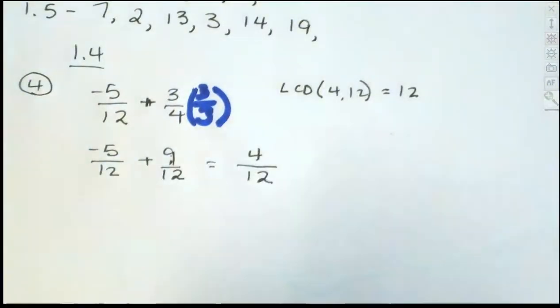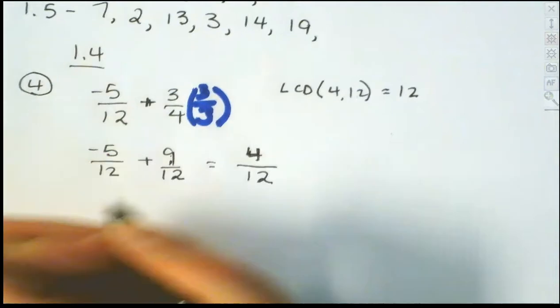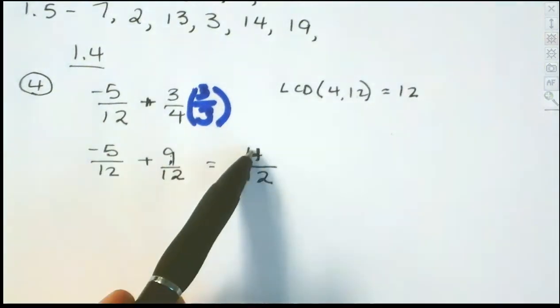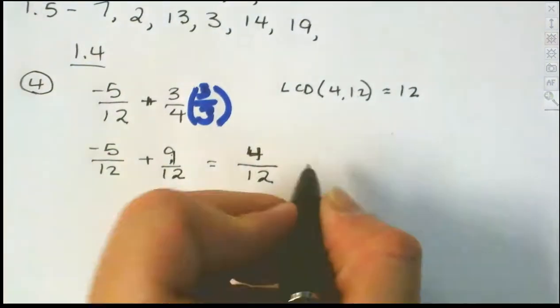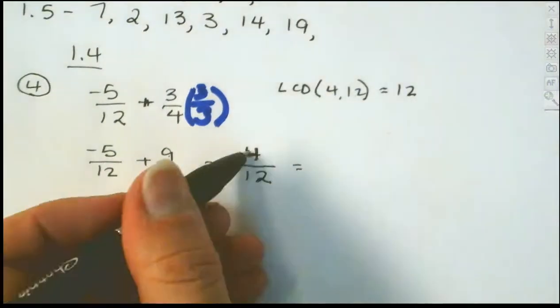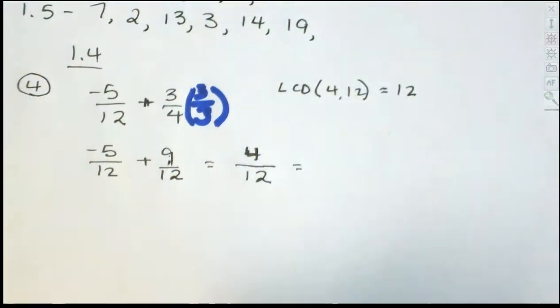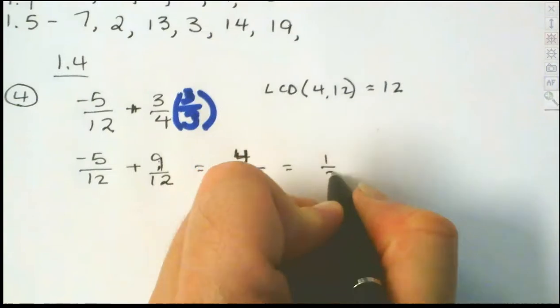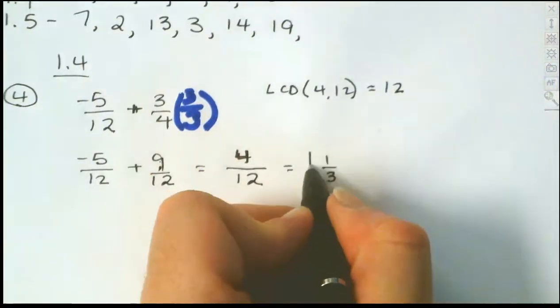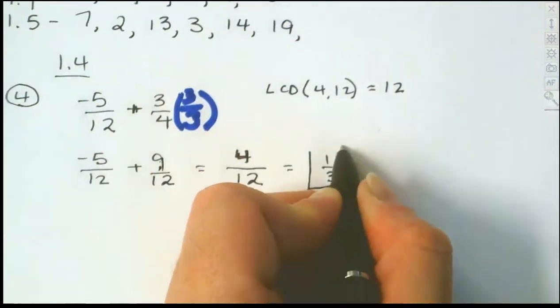And we need to see if we can reduce. So always reduce down if you can. 4/12 will reduce down because they both have a 4 in common. That's going to reduce down then to 1/3. Right, so your answer there should be 1/3.